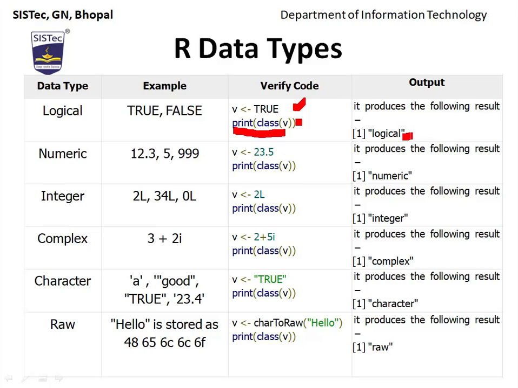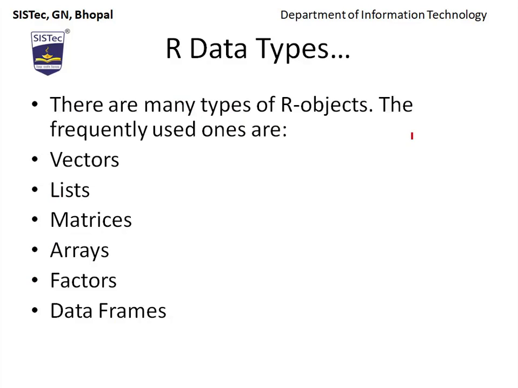Now let's talk about the specific data types. In R we can use common data types; here data types can be treated as R objects. So we have vectors, list, matrices, array, factors and data frame. These are the frequently used data types in R language.